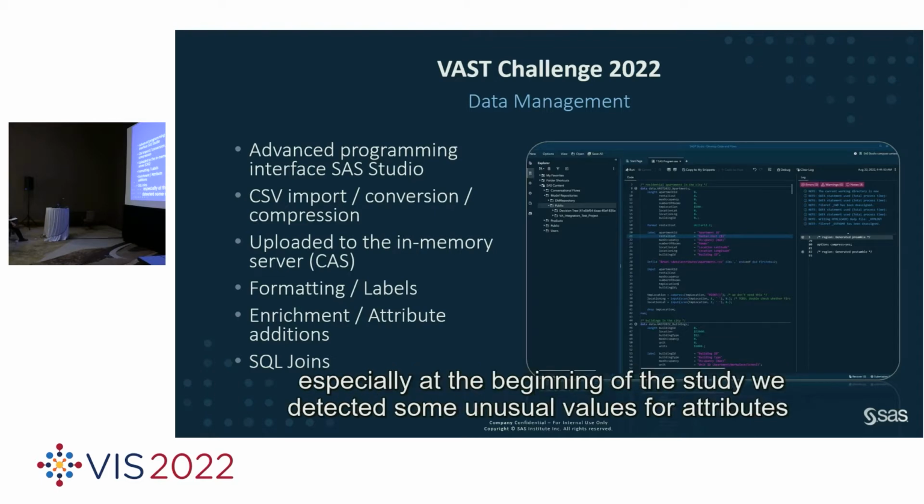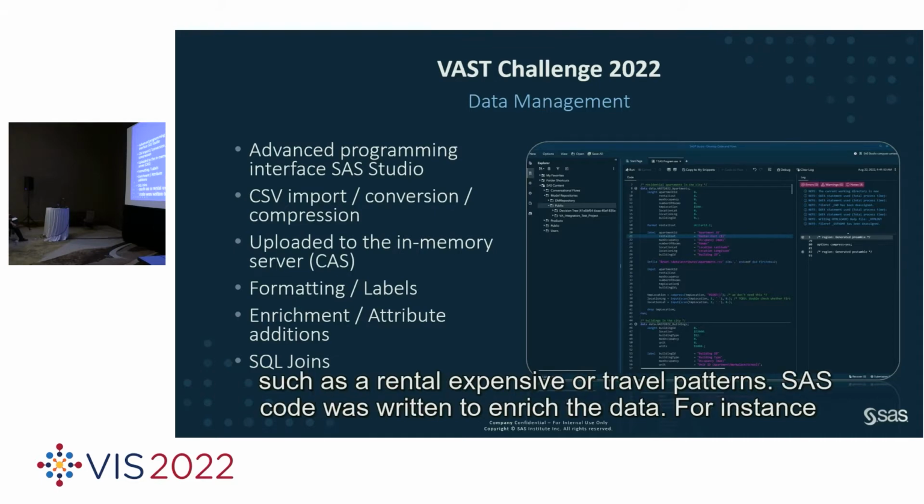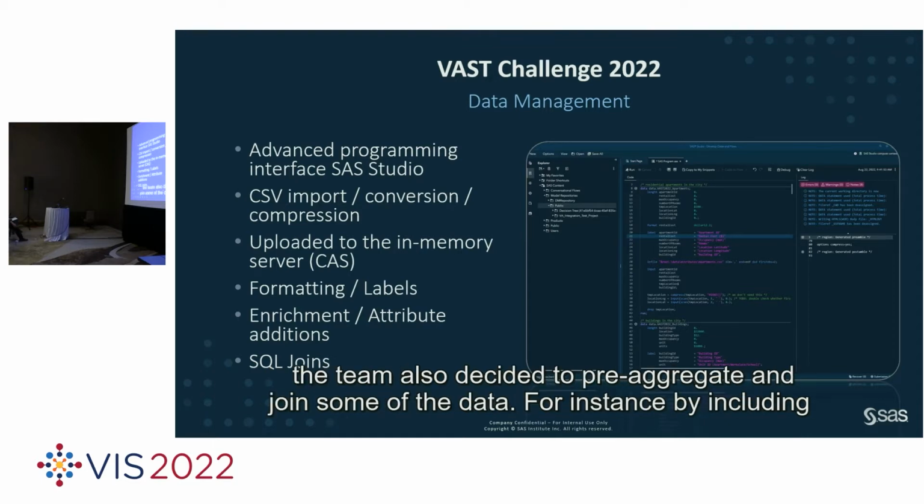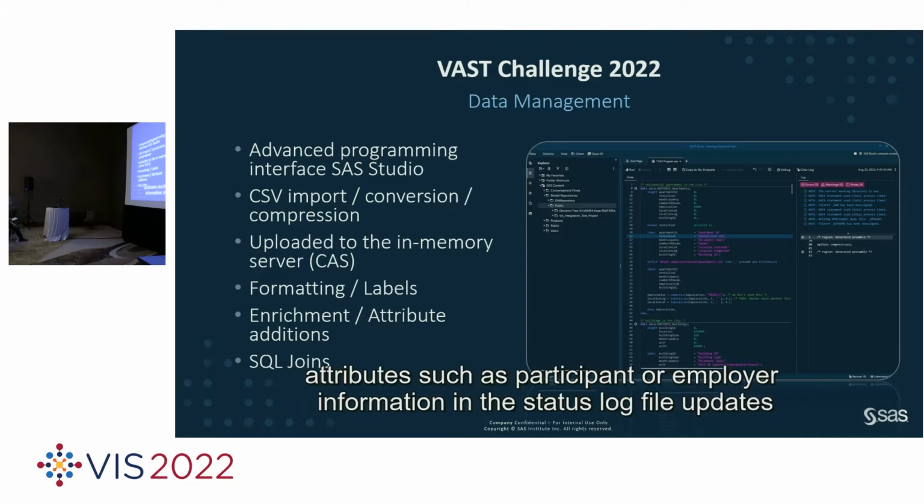Especially at the beginning of the study, we detected some unusual values for attributes such as rental, expensive, or travel patterns. SAS code was written to enrich the data, for instance, to calculate the turnover by measuring job start and end times. For easier analysis and reporting, the team also decided to pre-aggregate and join some of the data, for instance, by including attributes such as participant or employer information in the status log file.